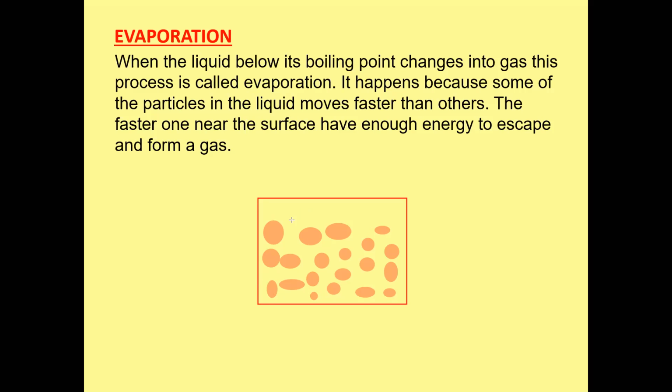The molecules which are at the surface are exposed to the surroundings, meaning these molecules take energy from outside, and these molecules can absorb energy from particles which are at the bottom. So the molecules at the surface can gain energy. For example, this molecule can take energy from the surrounding. And what is the meaning of surrounding here?